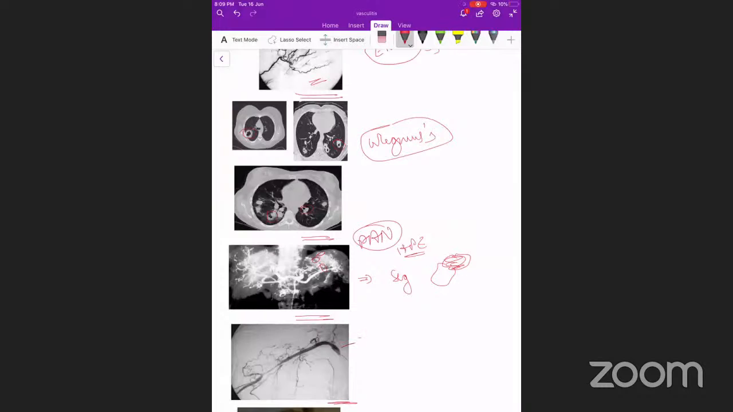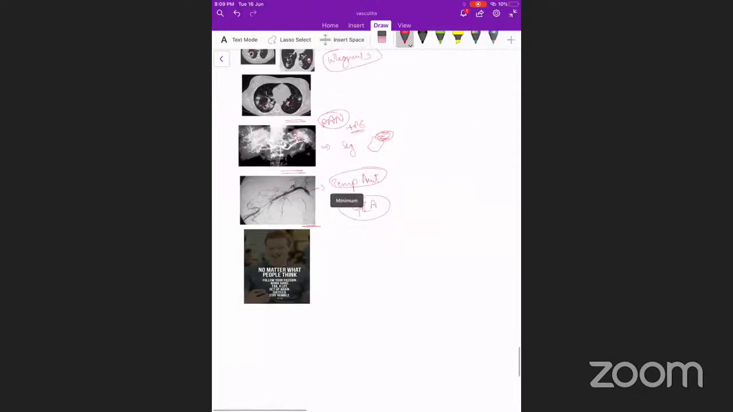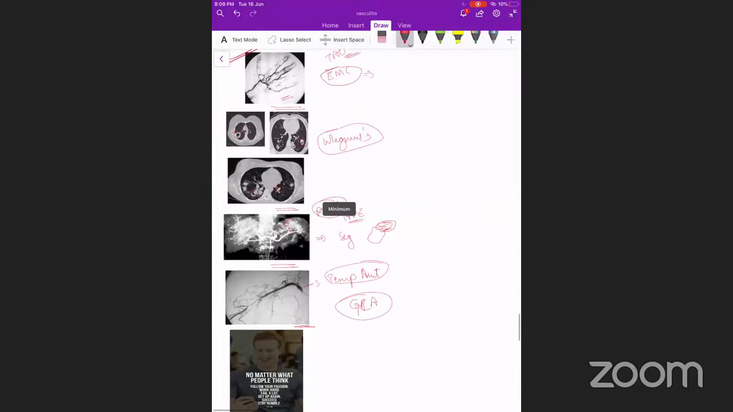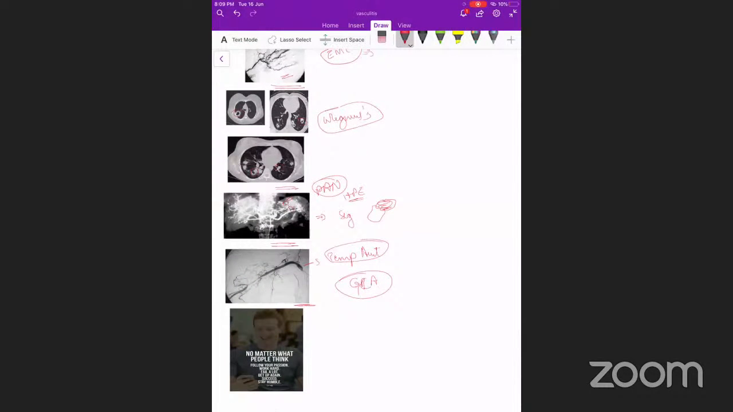This one is very simple. I should mention this is the temporal artery. Yeah, GCA, giant cell arteritis. So, I guess that's all with vasculitis. I have covered almost everything possible. Any doubts?